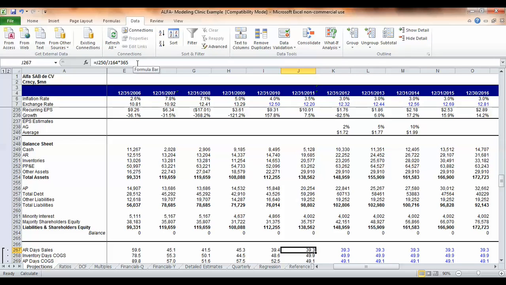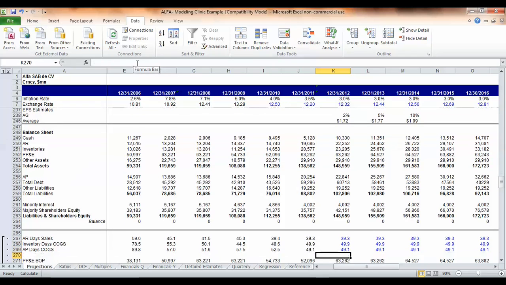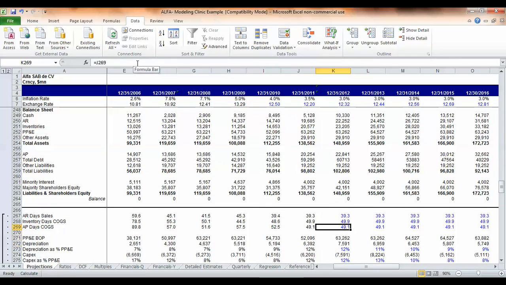And what we'll do for the projection is take that number and use it as a driver. So now, instead of starting with the accounts receivable line, we already have a revenue line that we already calculated. We have an assumption which is 39 days receivable, and what we're going to do in the balance sheet is the accounts receivable line is going to multiply 39 days times revenues divided by 365. That will give us the projected accounts receivable balance.